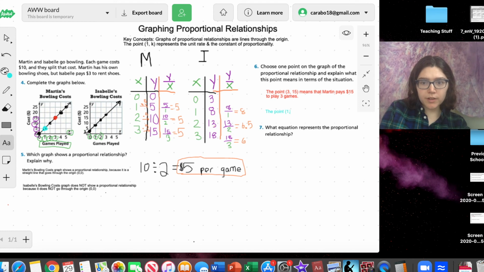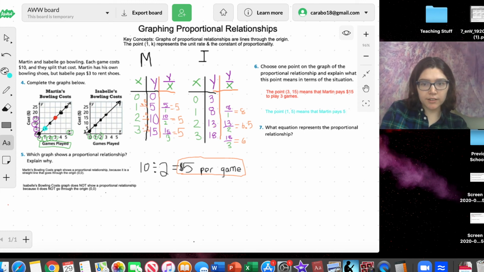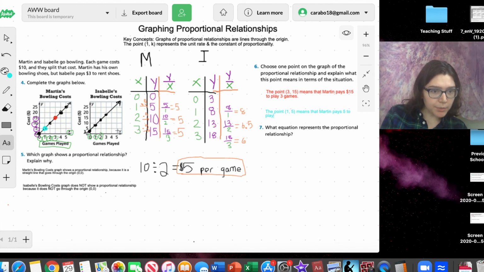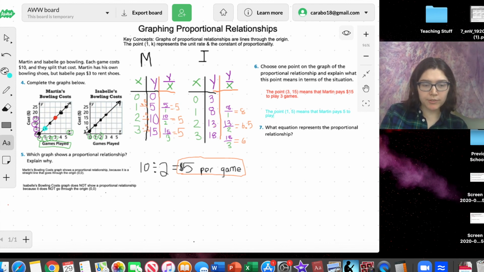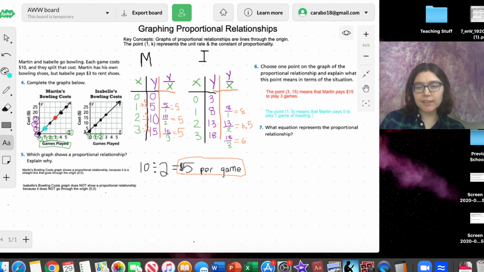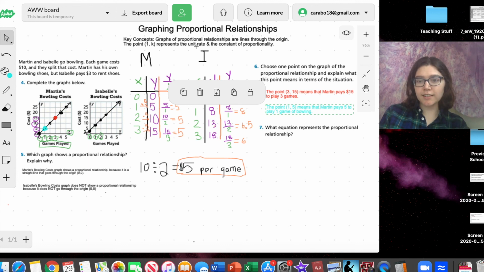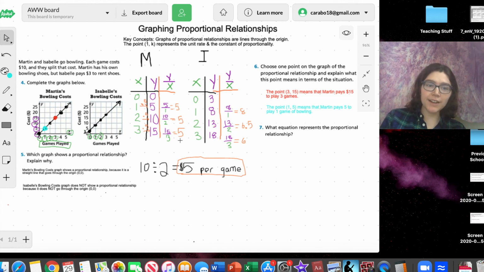So the point (1, 5) means that Martin pays, well, what's my y value? $5 to play how many games of bowling? Well, my x value was 1, right? So that means to play 1 game of bowling. The reason I said this point is important, the point (1, k) represents the unit rate and the constant of proportionality. k, of course, is my constant of proportionality. So we said for Martin that our constant of proportionality, y divided by x, was 5, right? Because we're paying $5 per game.